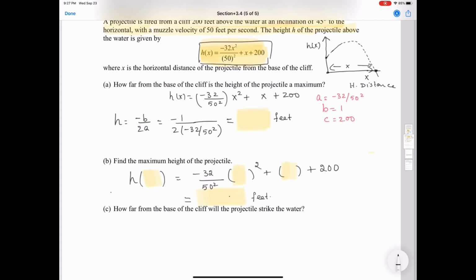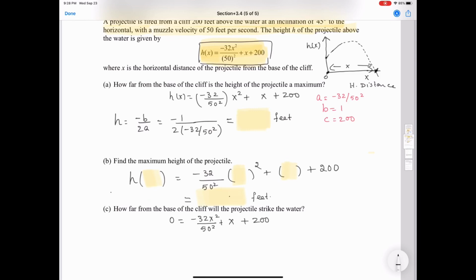In order to find the x-intercept, where the height is 0, we can put 0 equal to negative 32x squared over 50 squared plus x plus 200. If you solve this quadratic equation, you will get two x values, and one of the x values must be 0 because that's where the base starts, and the other x value will be the one we want. That is the answer to this problem. I'm leaving this here, and if you have any questions, please ask.